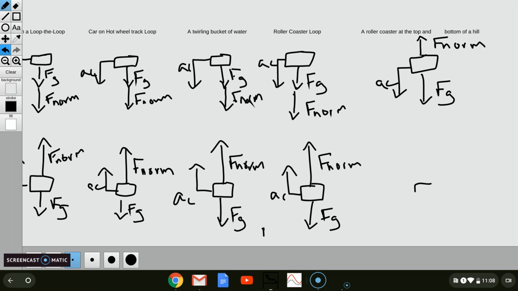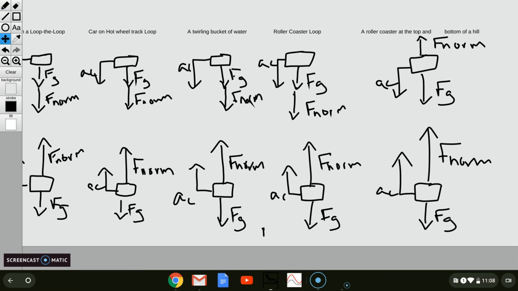And then at the bottom of the hill, we'll have a force of gravity down. We'll have the normal force up, and it has to be up because it's circular motion, like we said. And there's our centripetal acceleration.